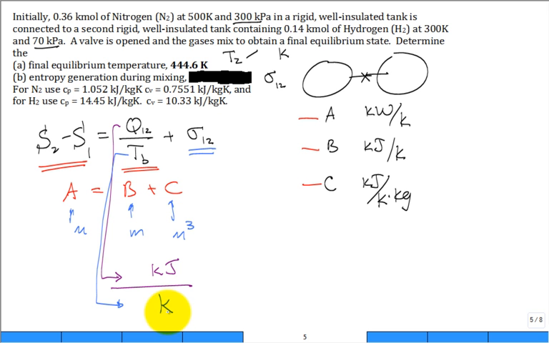All right. Now we're going to go back and ask the same exact question. What are the units for this sigma that we're looking for? Answer A, kilowatts per Kelvin. Answer B, kilojoules per Kelvin. Or answer C, kilojoules per kilogram Kelvin.